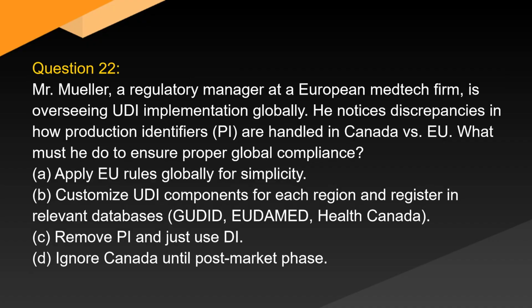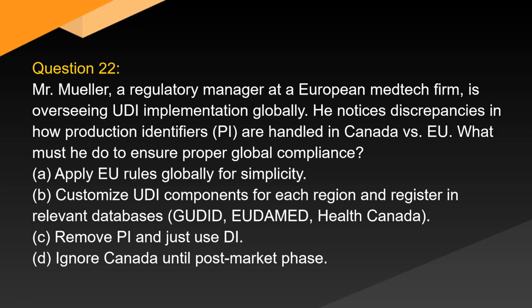Question 22. Mr. Mueller, a regulatory manager at a European medtech firm, is overseeing UDI implementation globally. He notices discrepancies in how production identifiers, PI, are handled in Canada versus EU. What must he do to ensure proper global compliance? A. Apply EU rules globally for simplicity. B. Customize UDI components for each region and register in relevant databases, GUDID, EUDAMED, Health Canada.